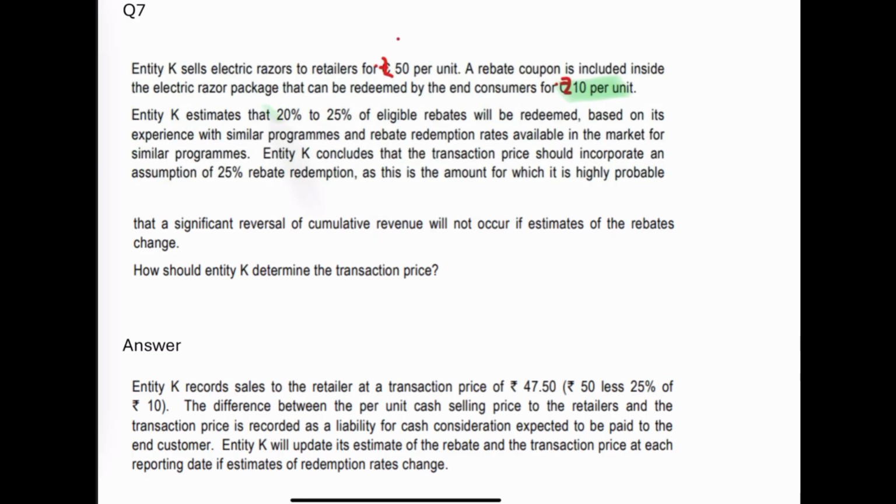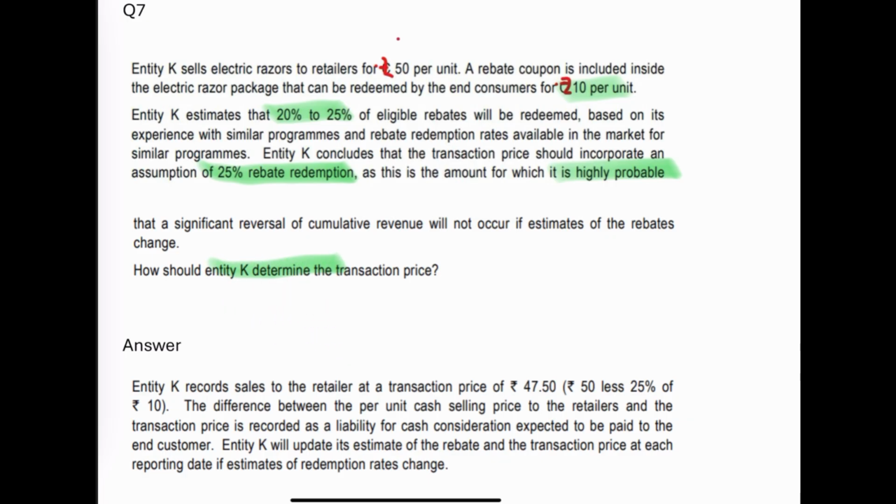And entity K estimates that 20 to 25% of the eligible rebates will be redeemed, based on its experience with similar programs and rebate redemption rates available in the market for similar programs. Entity K concludes that the transaction price should incorporate an assumption of 25% rebate redemption, as this is the amount for which it is highly probable that a significant reversal of the cumulative revenue will not occur if the estimate of the rebate changes. So how should entity K determine the transaction price?